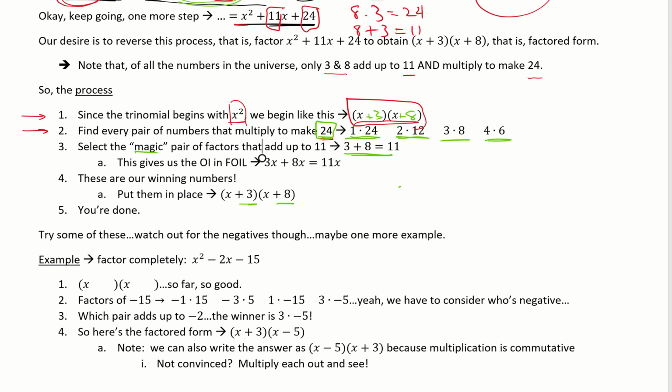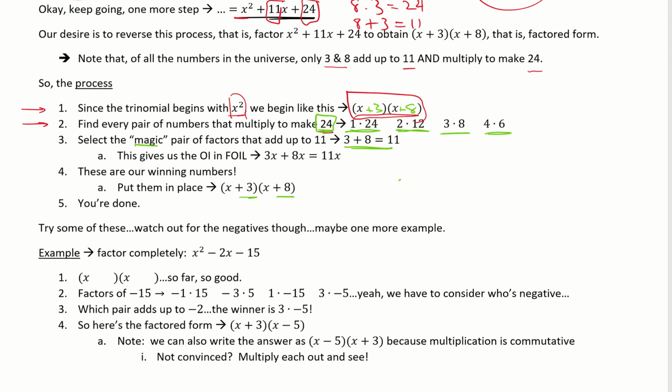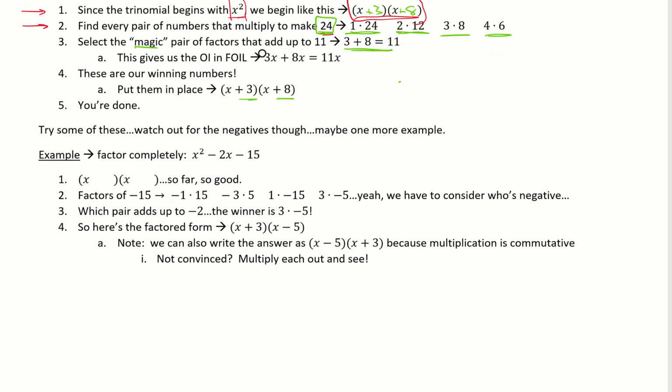Okay, it's best, again, to just see the thing happen. I actually typed out another example. So let's look at this one. It says x squared minus 2x minus 15. Remember, we're trying to get it in factored form.